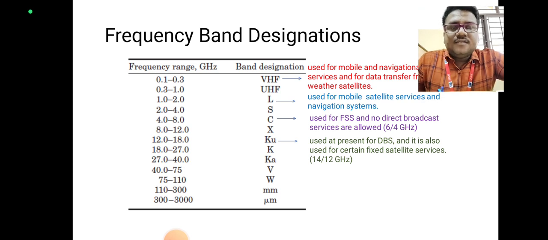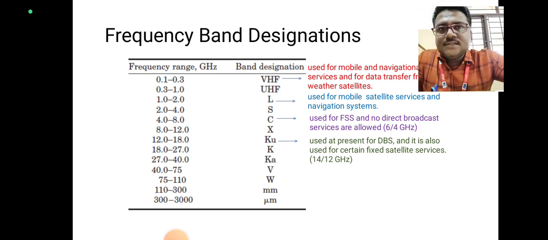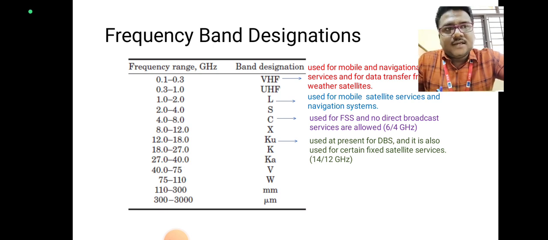Next is the C band, which is the common band, used for fixed satellite services, and it is restricted to the frequency of 6 to 4 gigahertz. The next is the Ku band, which is used mostly in the DBS satellite. DBS is nothing but direct broadcast satellite, and it is used in the frequency range of 14 to 12 gigahertz.